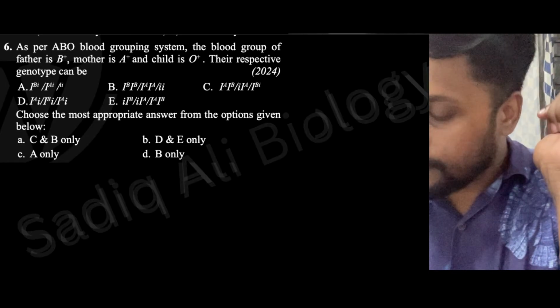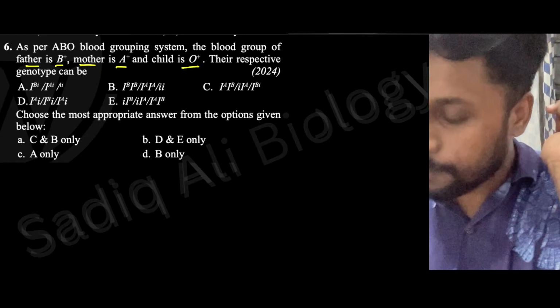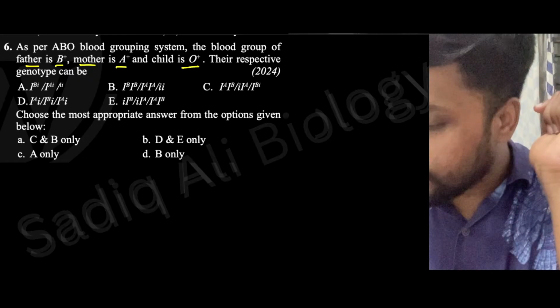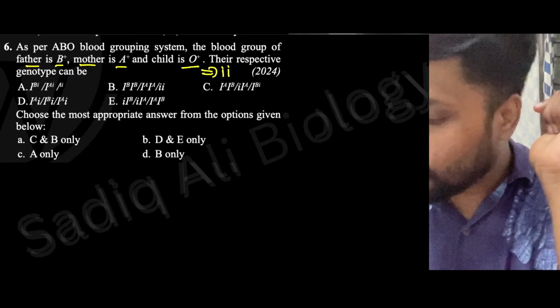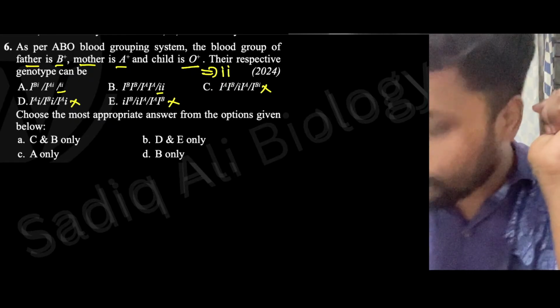So here they have mentioned child is O blood group, mother A, father B. If child is O blood group, then it will be small i, right? O means small i. Yes, this is true. This is true. This is not true. This is not true. This is not true.